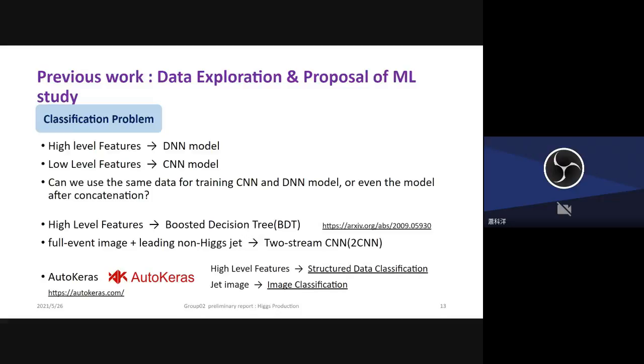We haven't reproduced their results yet. And recently, before our training, we found that AutoKeras is a module that can automatically create a model to train. So the next page shows.